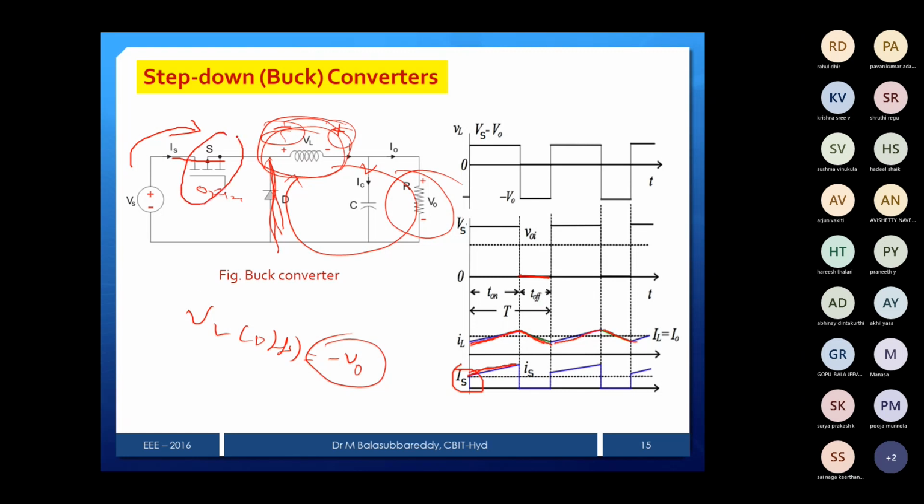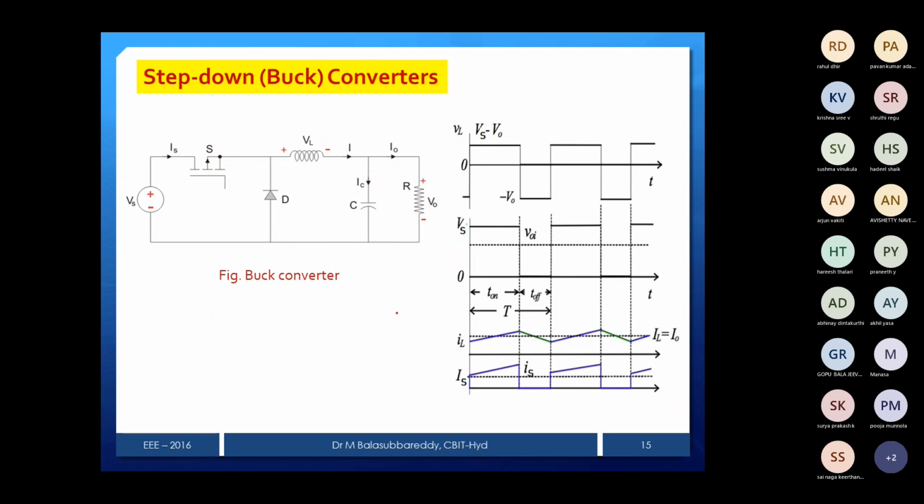When the switch is off, what is the source current? 0 only. We don't receive any current from the source when the switch is in the off state. That's why you make it 0 here. Only when the switch is on do you draw the current, and when the switch is off, it is disconnected. That's all. Very simple. You just draw the circuit, and the waveform is simple: the inductor voltage waveform, output voltage waveform, current waveform.